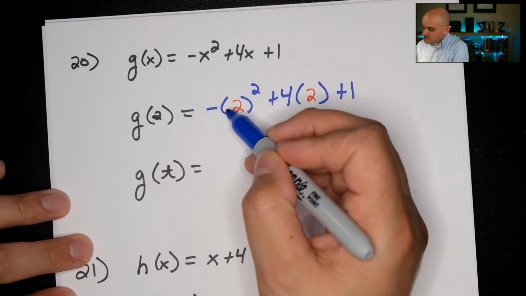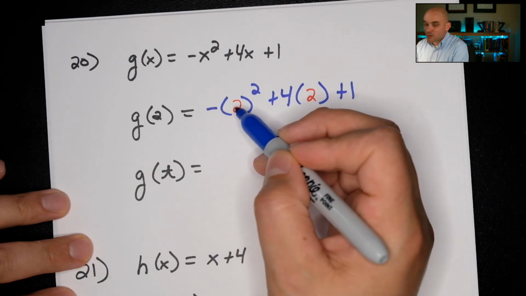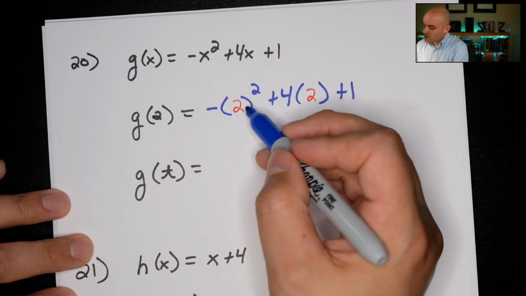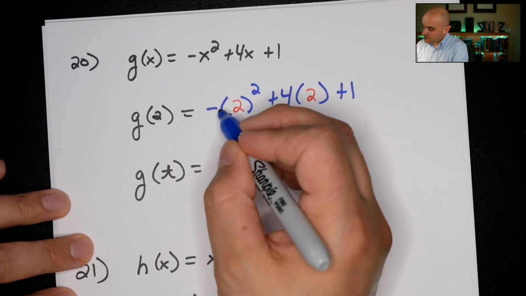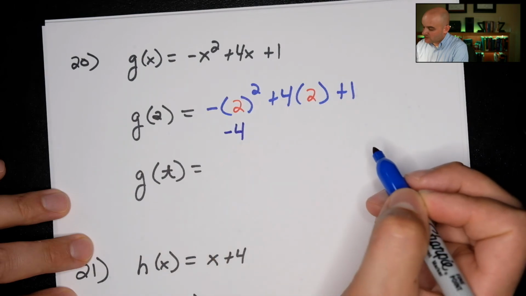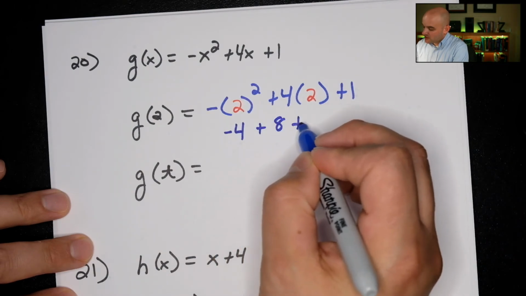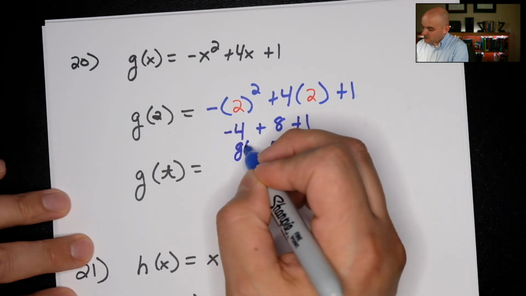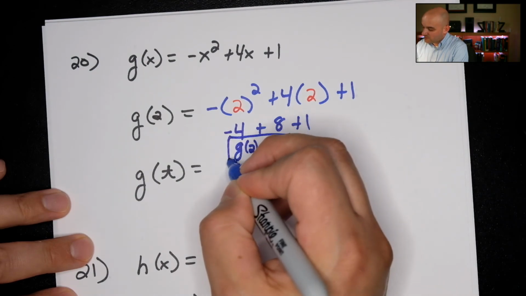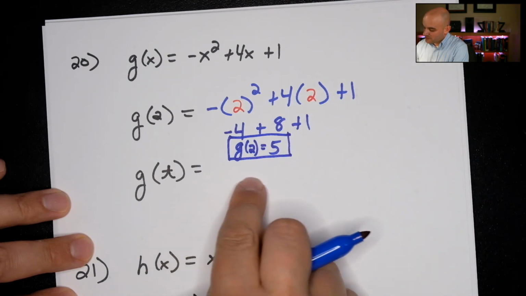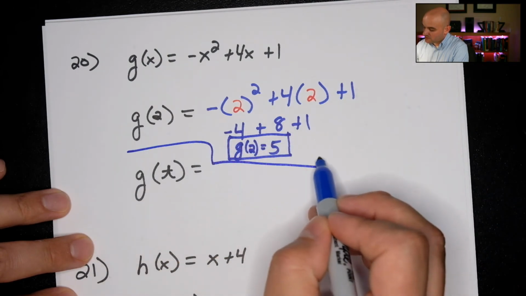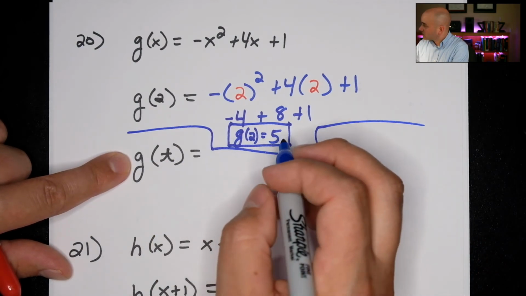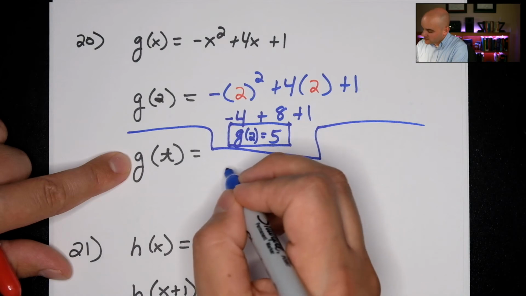If we wanted to, say, square the negative 2, we would wrap this. It'd be negative x squared. So square the 2 first, and you get 4. Then multiply by negative 1, you get negative 4. Plus 8 plus 1. And this gives us 5. So the g of 2 is equal to 5. I'm going to write this just a little bit below because I guess I didn't leave myself enough room. So now we want the g of t. So once again, everywhere I see an x, I'm going to put a set of parentheses.